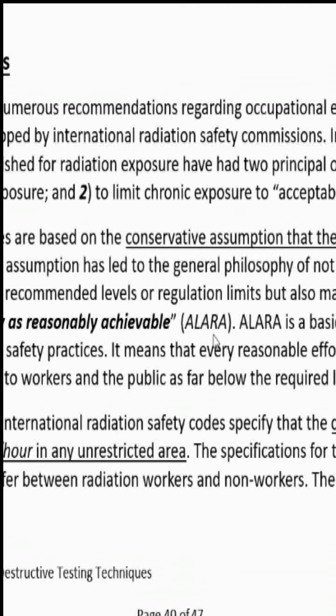In general, most international radiation safety codes specify that the dose rate must not exceed 2 milliroentgen per hour in any unrestricted area. Unrestricted area is where we don't put the sign of radioactivity, or we put a sign barrier that the area beyond this is safe.